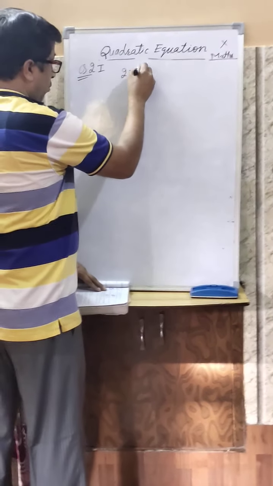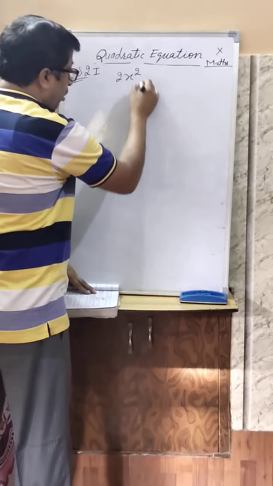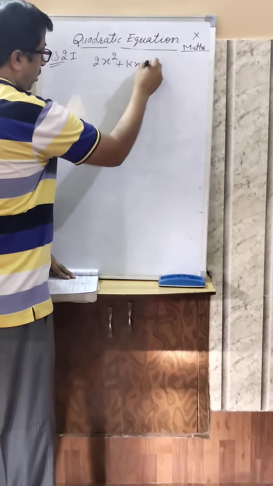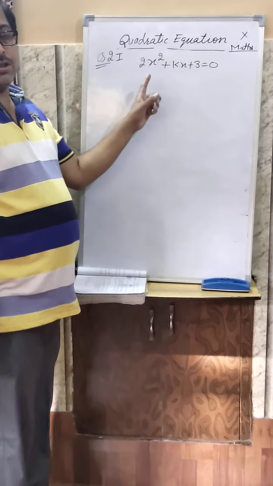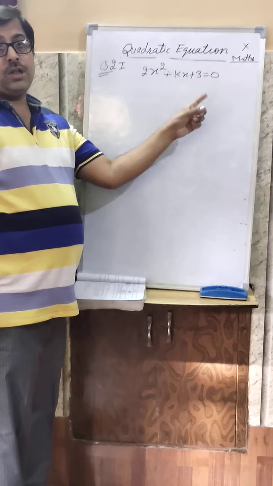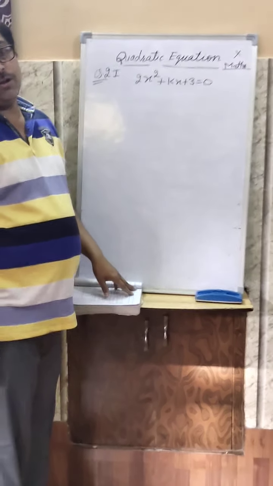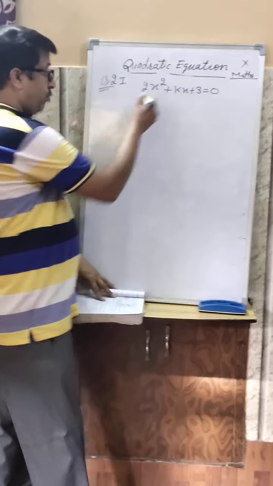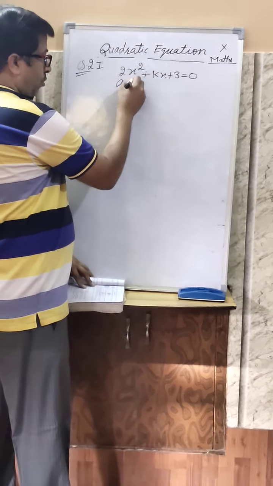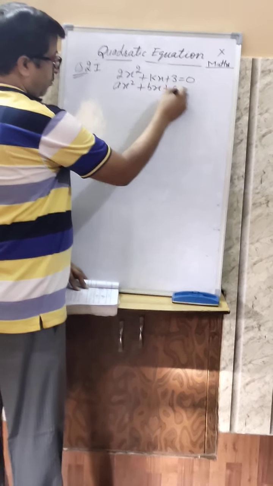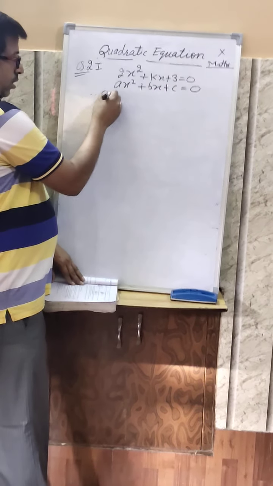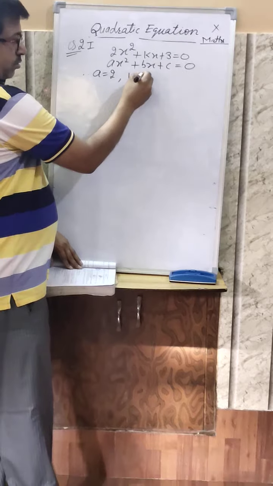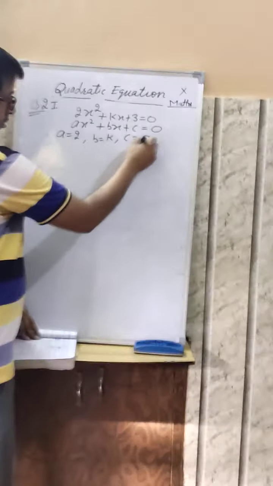First part, what is it saying? The equation is given: 2x square plus kx plus 3 equal to 0. So he is saying the equation is given, the roots are equal, then you have to find out the value of k. So first you compare with the standard form, ax square plus bx plus c equal to 0. So there, what is a? a is 2, b is k, c is 3.